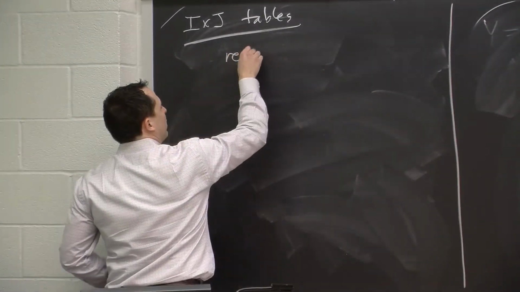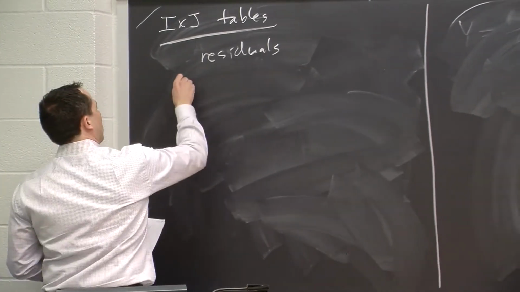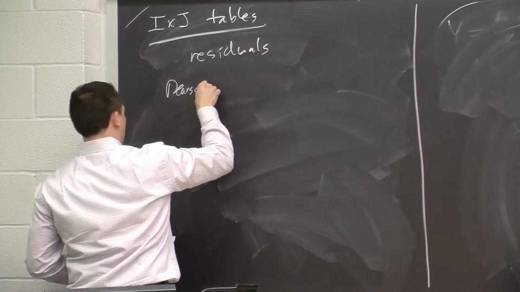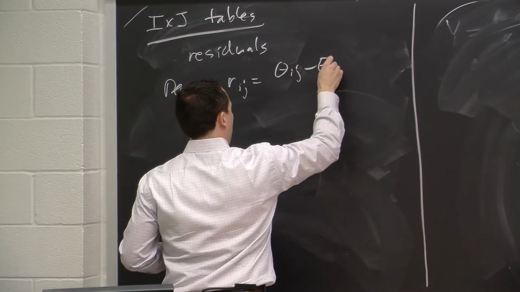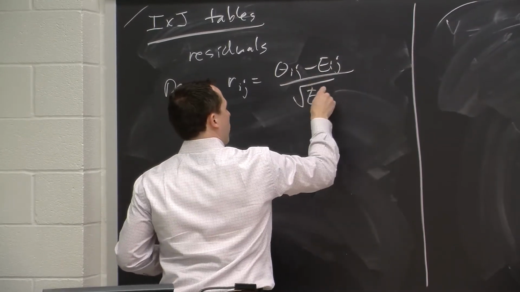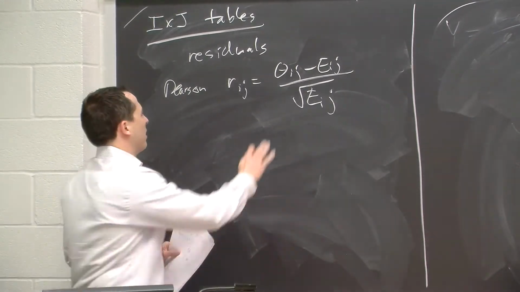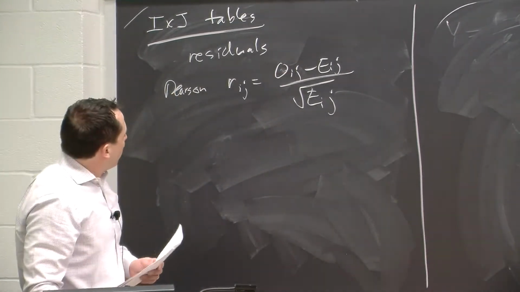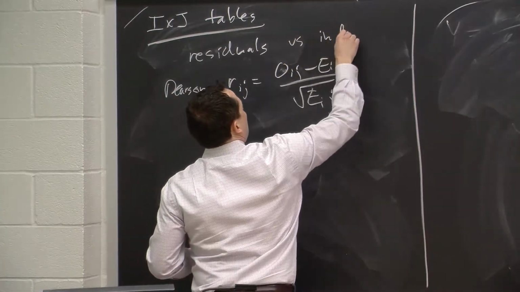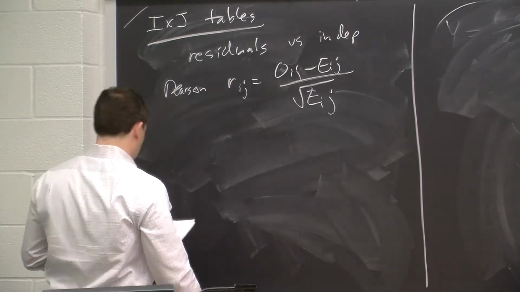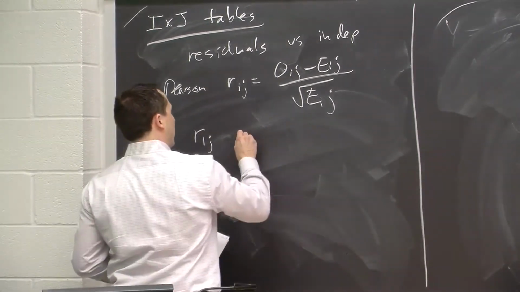What can we look at? We can look at residuals in exactly the same way, like a Pearson residual. We know how to calculate E_ij and O_ij from the marginals if we're testing against independence. And these R_ij are going to be approximately normal.